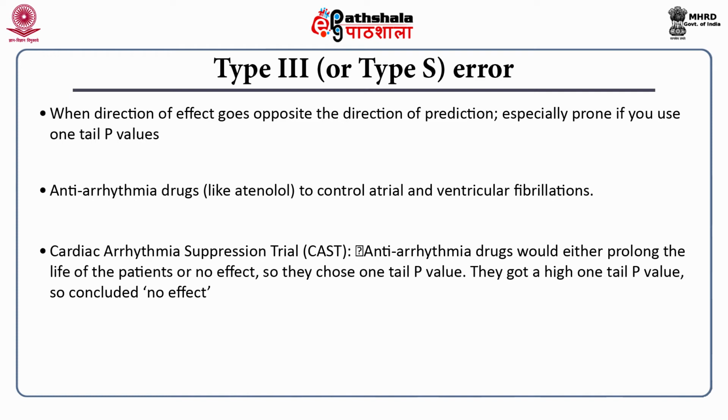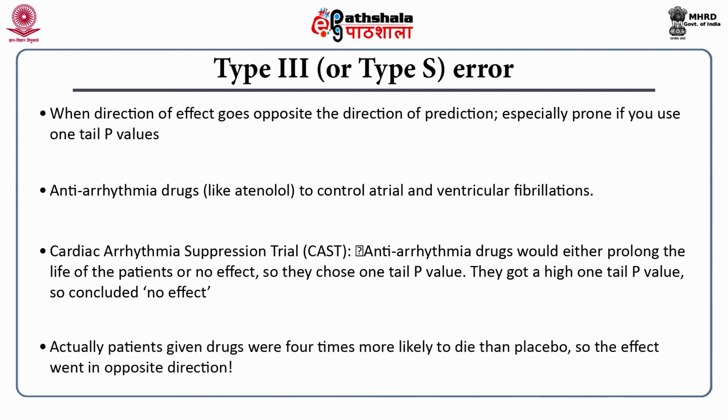Instead of saying that there are two possibilities, that the drugs would prolong the life or there is no effect, they concluded that it's no effect. Actually, the patients given the drugs were 4 times more likely to die than those on placebo. So the effect went directly in the opposite direction. That is the type 3 error.